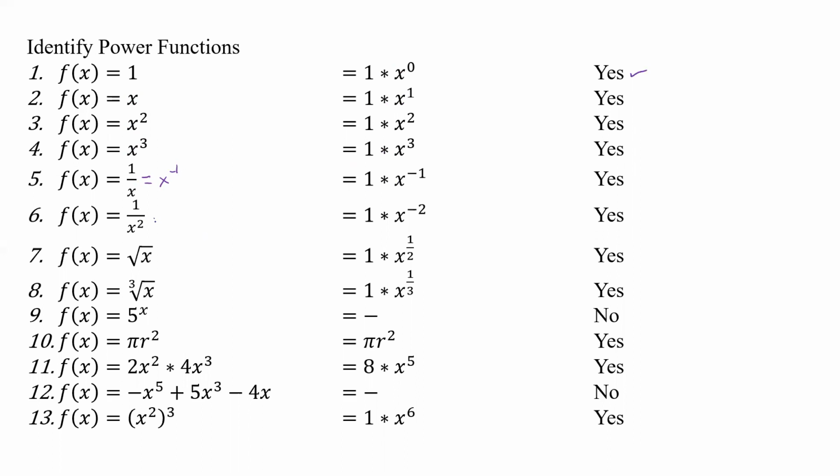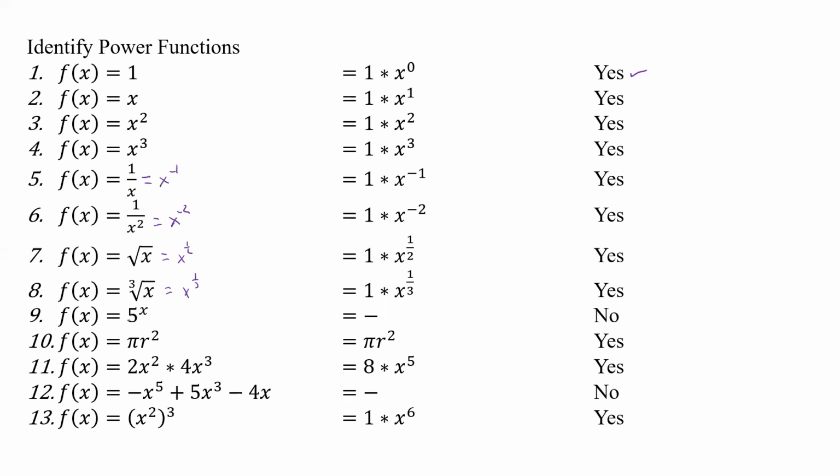And the same thing goes for this. This is 1 times x to the negative 2. This is 1 times x to the 1/2, because that's what a square root is. And this is 1 times x to the 1/3. And so, as we go down, we get them.